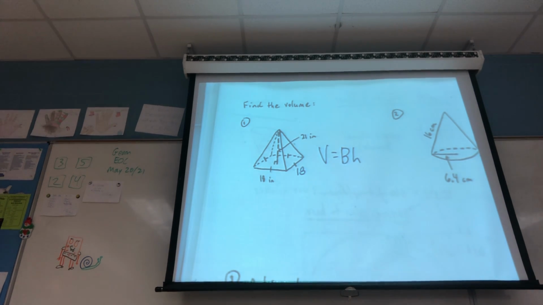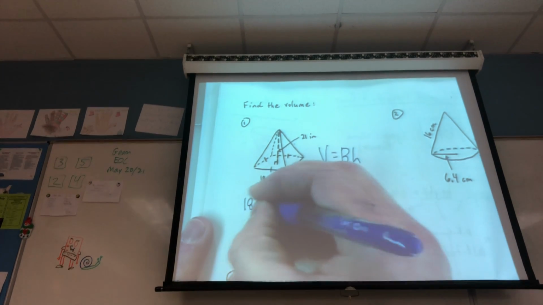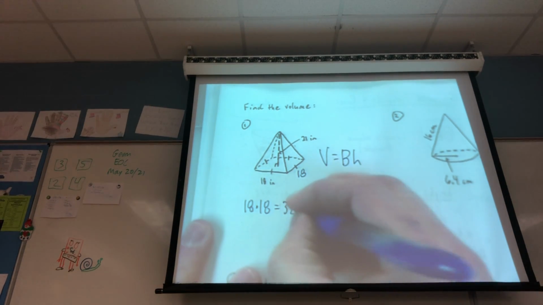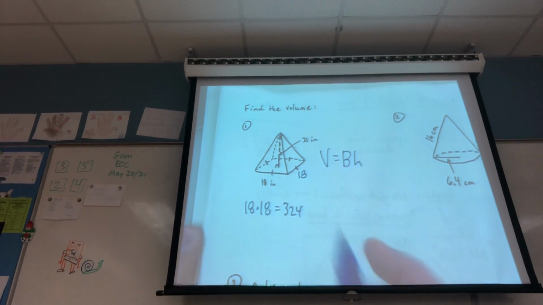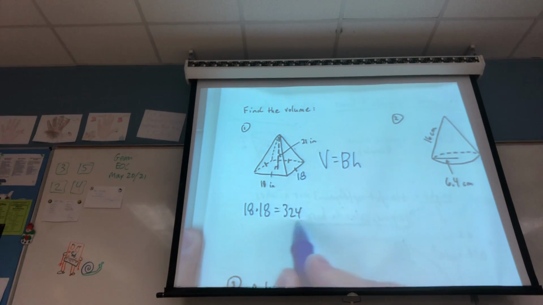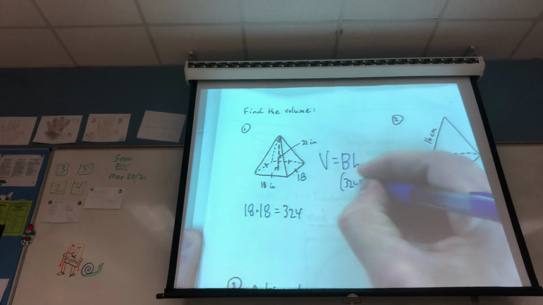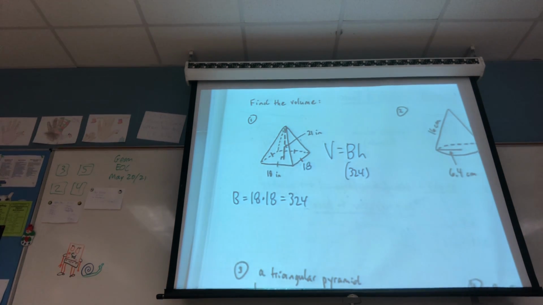Camille? So basically 18 times 18. 18 times 18 will give you what? 324. And what is 324? Where do we put this now? Right, so this is the area of that square base. So to find capital B, the square base, side times side, 18 times 18, so there's your capital B value.